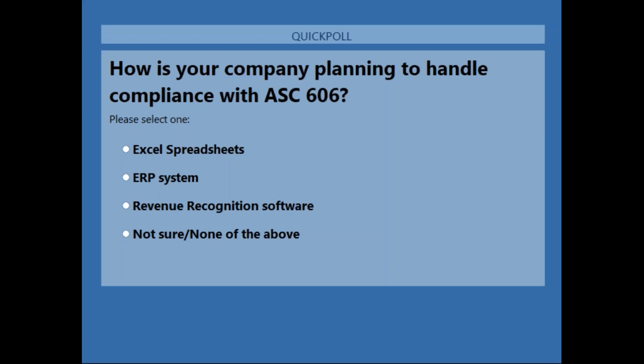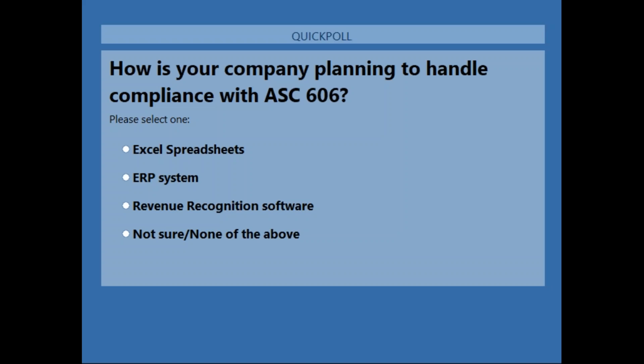So the question is, how is your company planning to handle compliance with ASC 606? So now that we just walked through a systems and processes section in our slideshow, I'll be interested to see what comes up here. The options are Excel, ERP system, revenue recognition software, or you're not sure, or none. I'll give you folks a couple more seconds to answer.